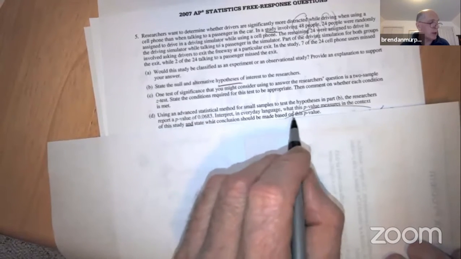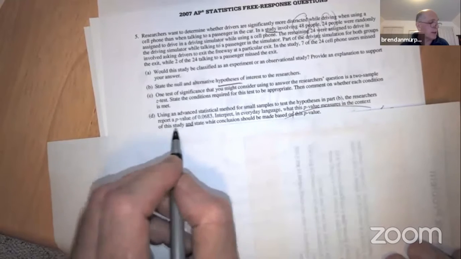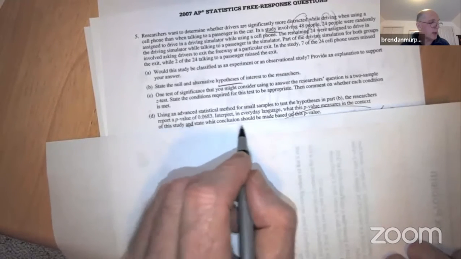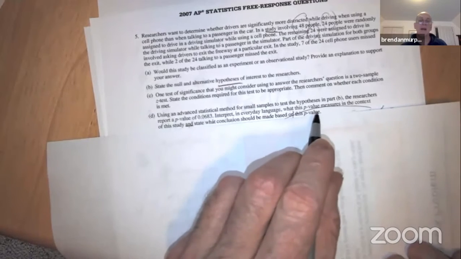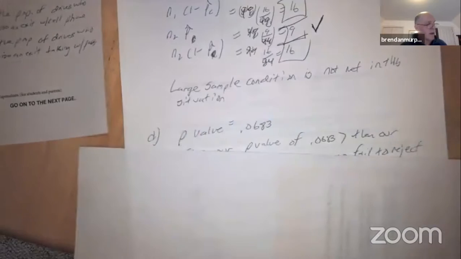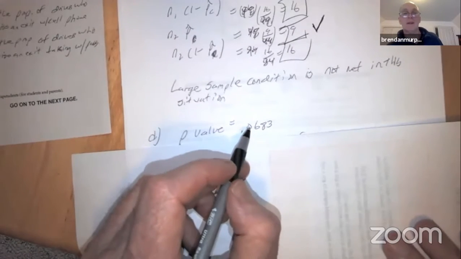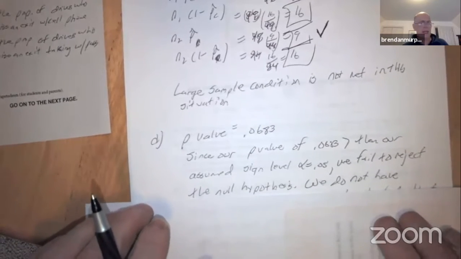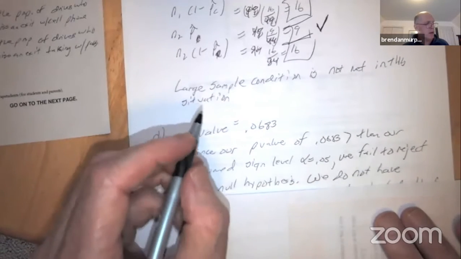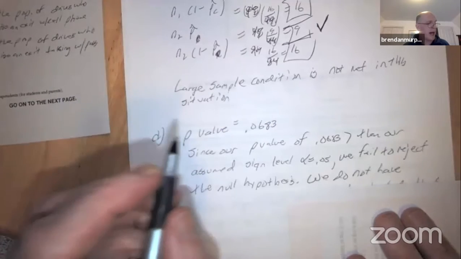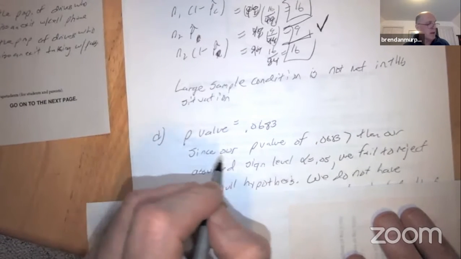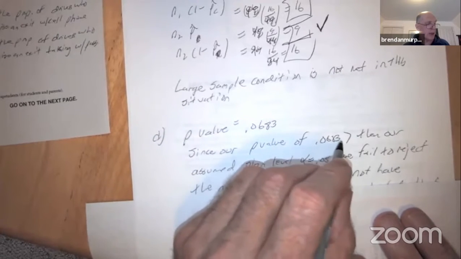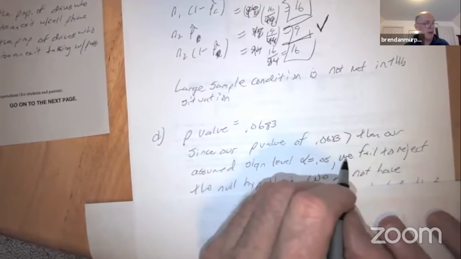Interpret in everyday language what this p-value measures in the context of this study, and state what conclusions should be made based upon this p-value. So now it's sort of getting back to our typical conclusions. I said my p-value is 0.0683. My first sentence, again, if you've seen any of my sessions, is pretty generic, I guess. I said since our p-value of 0.0683 is greater than our assumed significance level of alpha of 0.05, we fail to reject the null hypothesis.